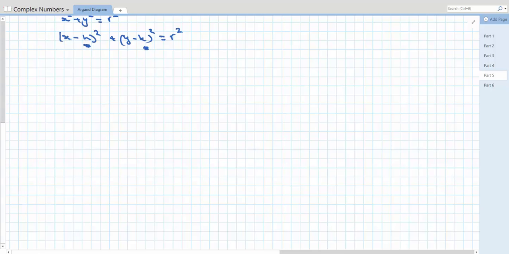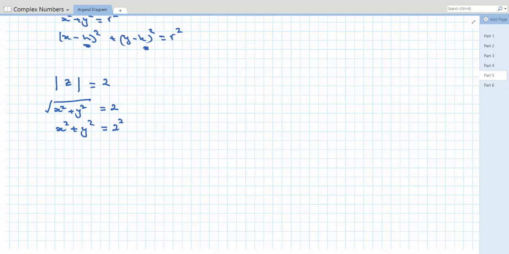Let's look at a basic case. Let's say we want the locus of a point that follows the following rule. The modulus of z is equal to 2. Now, thinking back to what modulus of z is, that's the square root of its real value squared plus its imaginary value squared. So you can see that that's a circle. x squared plus y squared equals 2 squared. Circle center 0, 0, radius 2. So that's our basic case.